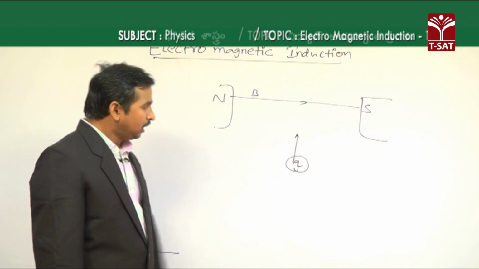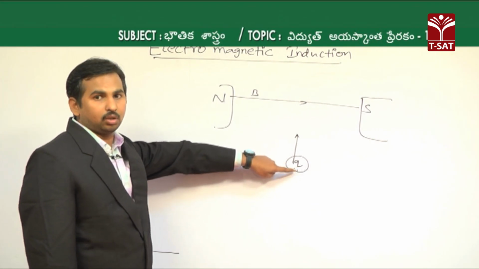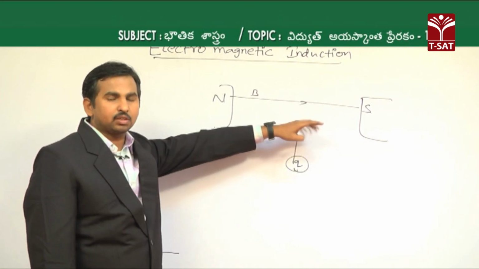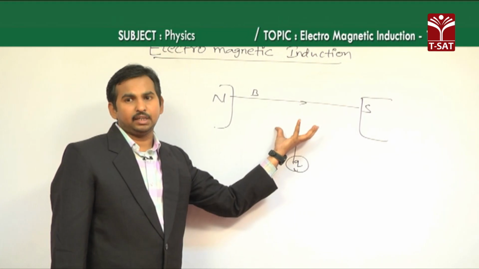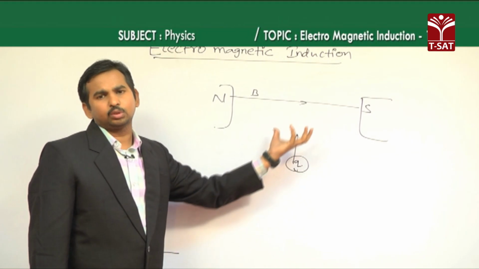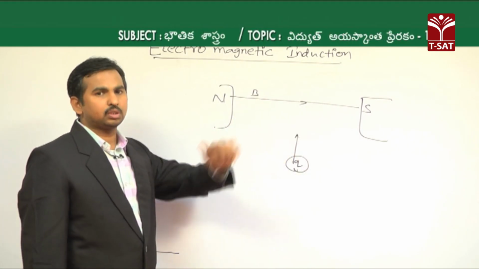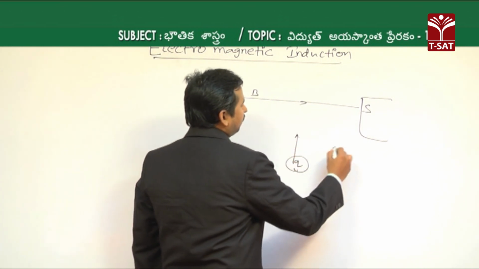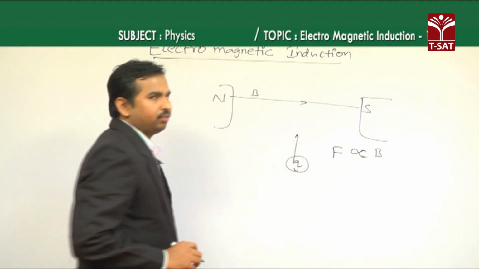Actually, we know from Oersted's conclusion on electromagnetic induction that whenever a charge is moving, it has its own magnetic field around it, and here we have an external magnetic field. This external magnetic field and the charge's magnetic field together produce some force acting on the charge. Now, that force we are taking here. We know that the force acting is directly proportional to the strength of the magnetic field we are taking.